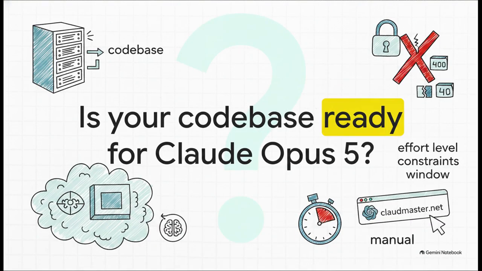So, we've seen the unbelievable power of the 1 million token context window, and we've walked through the strict new effort level constraints. To make sure your integration goes off without a hitch, you should definitely visit claudemaster.net for a full step-by-step migration guide. But that leaves us with one final absolutely vital question to think about. As AI reasoning scales to this unprecedented new baseline, is your codebase truly ready for Claude Opus 5?